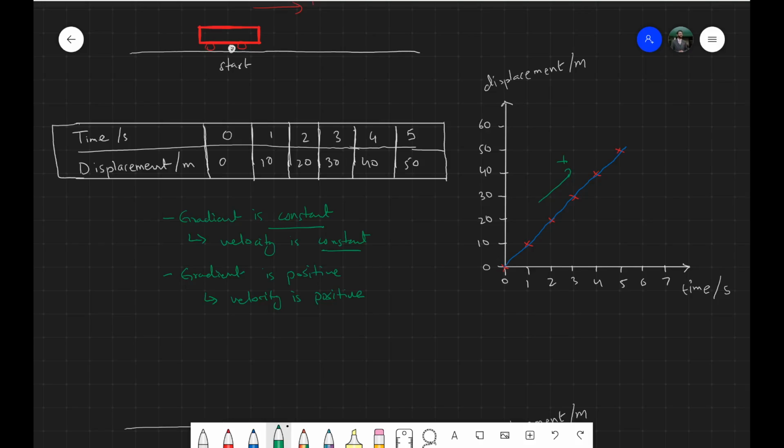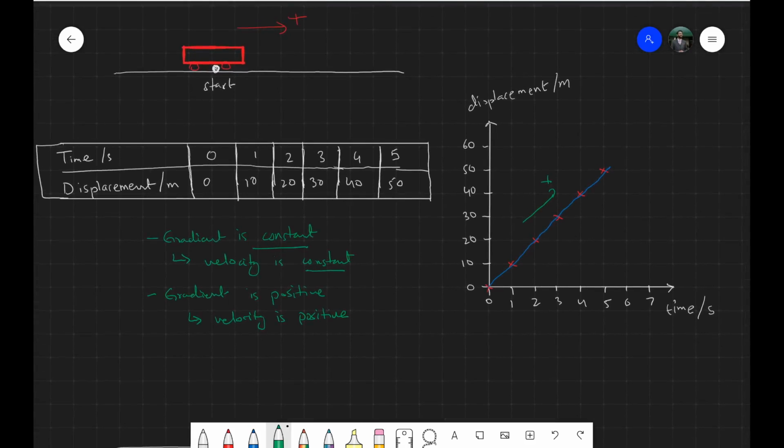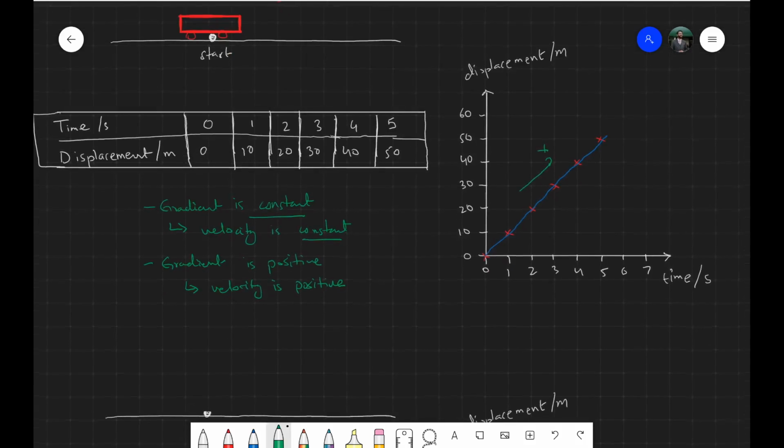So it's the gradient sign. If you find out the gradient of this graph, you'll find out that it's a positive value. So velocity is positive, and that means that the car is moving forward. The car is moving in the positive direction. And according to your situation, positive direction could be up or down or right or left. It depends on the situation.